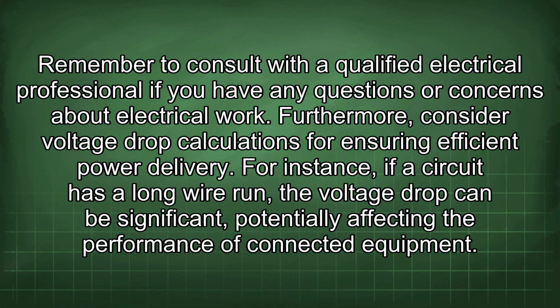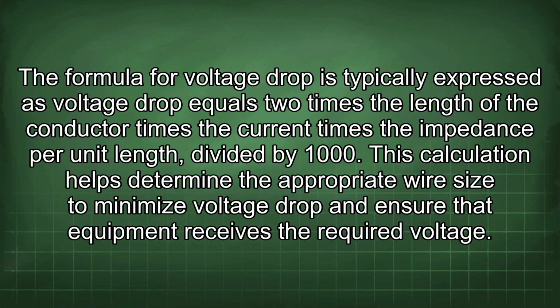Furthermore, consider voltage drop calculations for ensuring efficient power delivery. For instance, if a circuit has a long wire run, the voltage drop can be significant, potentially affecting the performance of connected equipment. The formula for voltage drop is typically expressed as voltage drop equals 2 times the length of the conductor times the current times the impedance per unit length divided by 1000. This calculation helps determine the appropriate wire size to minimize voltage drop and ensure that equipment receives the required voltage.